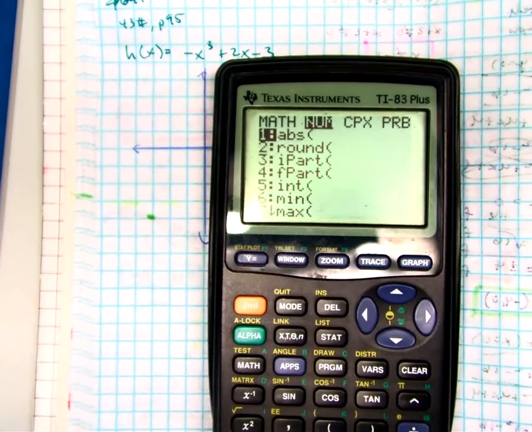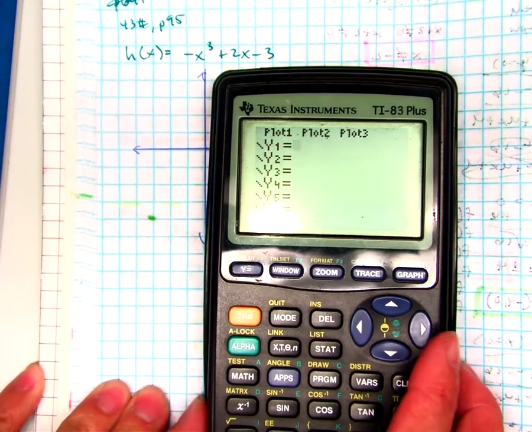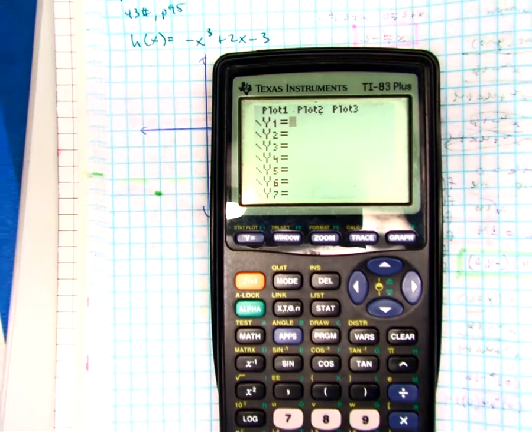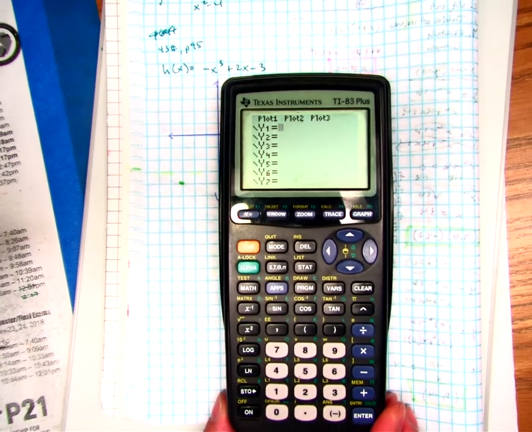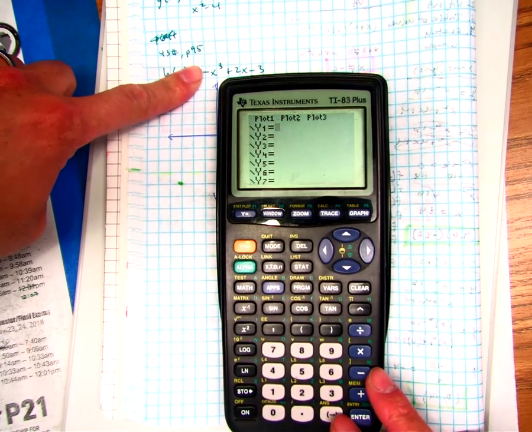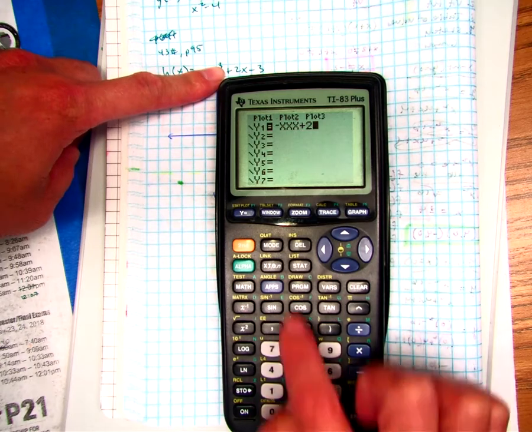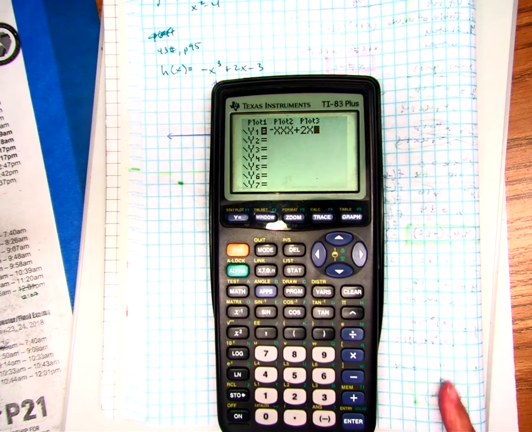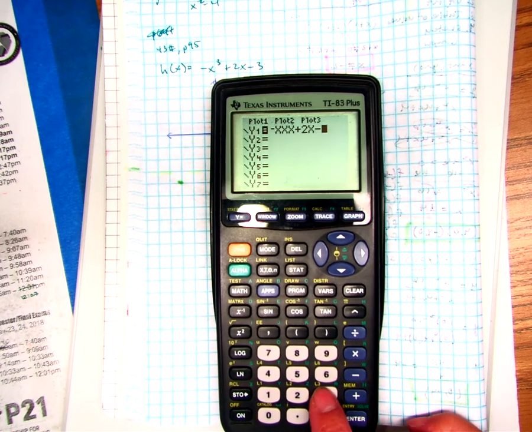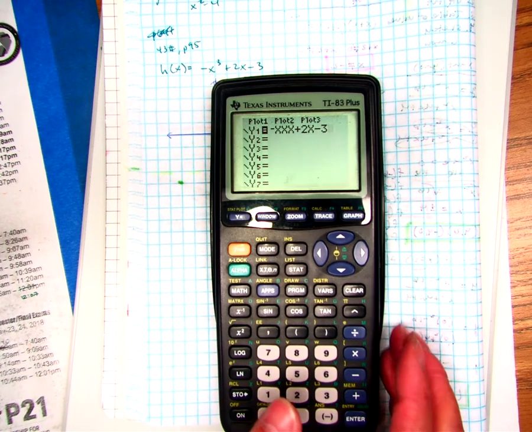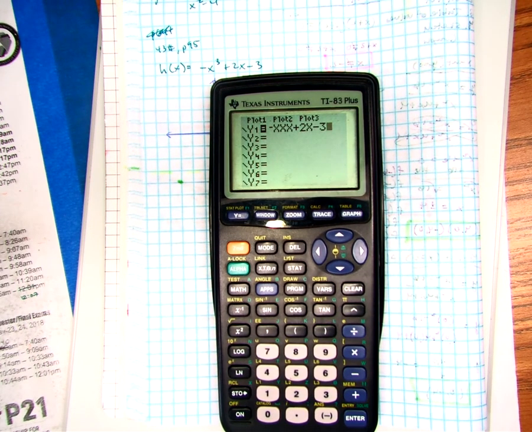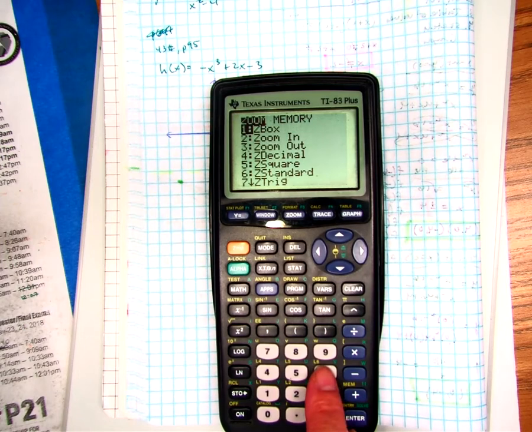So we're going to go into y equals. Press clear. Remember the subtraction sign. This sign is different, so you should be putting in negative x cubed plus 2x. Now here I'm not going to put negative, I'm going to put minus 3. Let me know when you guys got it. Got it? Okay, now what do we press? Zoom 6.